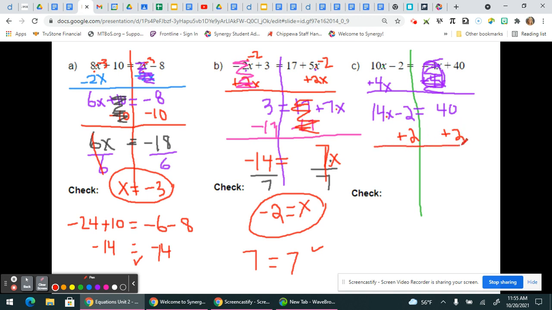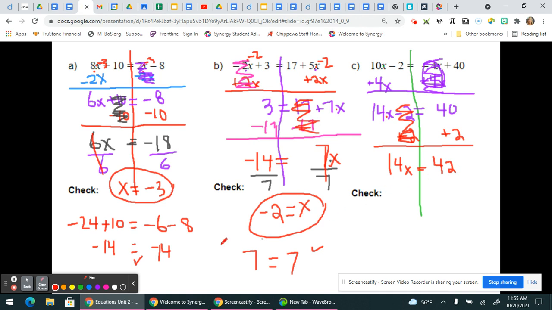And now I'm going to balance this off. Please notice by adding 2's on the left-hand side here, now they eliminate because they're opposites. Negative 2, positive 2 cancels. We don't have to worry about it on that side anymore. So my 14x is going to fall down. I've got 14x, which is equal to 40 plus 2, which is 42.